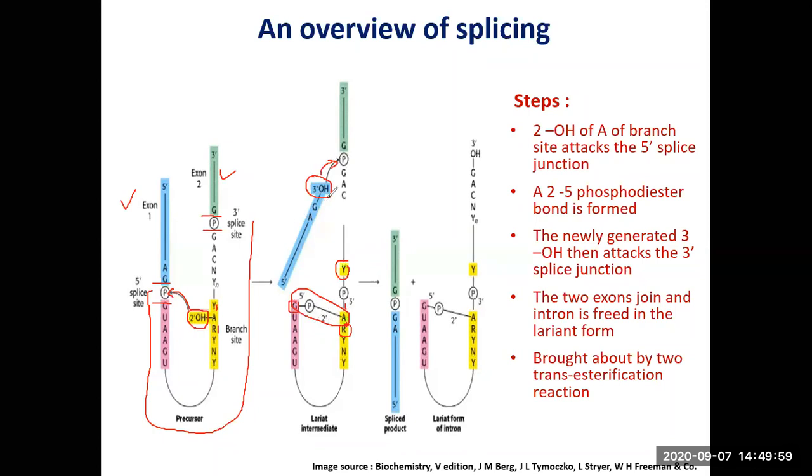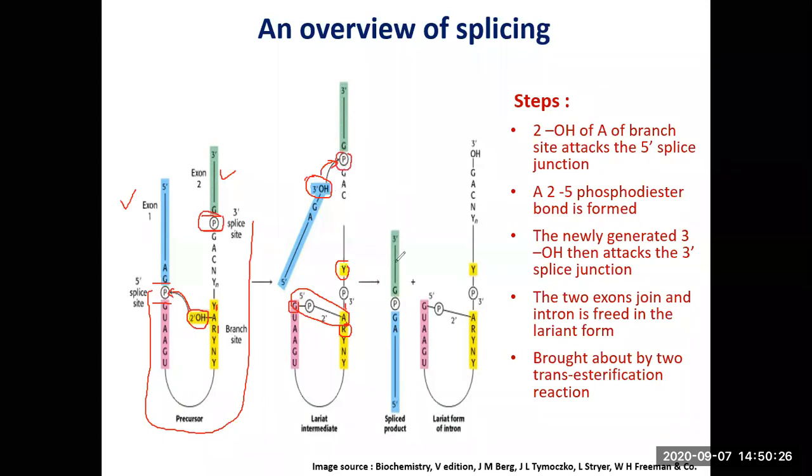The newly generated 3' hydroxyl group of the upstream exon, this is the upstream exon. Once this phosphodiester bond is cleaved, since this is the 5' end and this is the 3' end, it will have a free 3' hydroxyl group. This newly generated 3' hydroxyl group then attacks the 3' splice junction. This is the 3' splice junction. It attacks the phosphodiester bond over here.